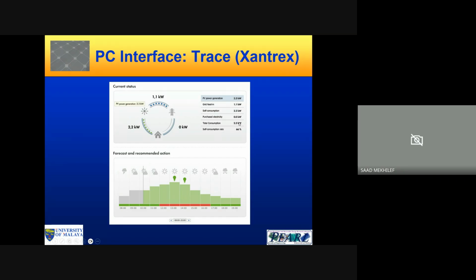Let's see the total consumption. The self-consumption rate is 66%. So we have another 34% which is injected as feed-in. But this scenario keeps changing. There is a good feed-in between 12 and, for example, 4 p.m. in the afternoon. But once it gets cloudy, the scenario is totally different. And this is the forecast.